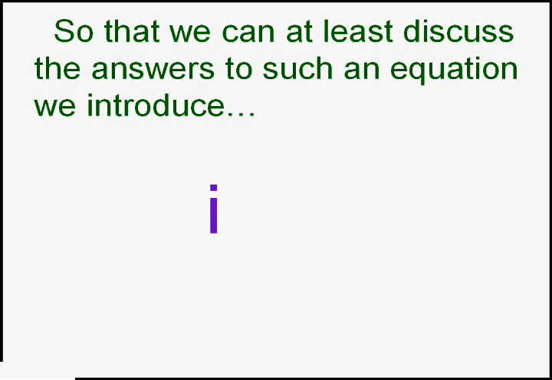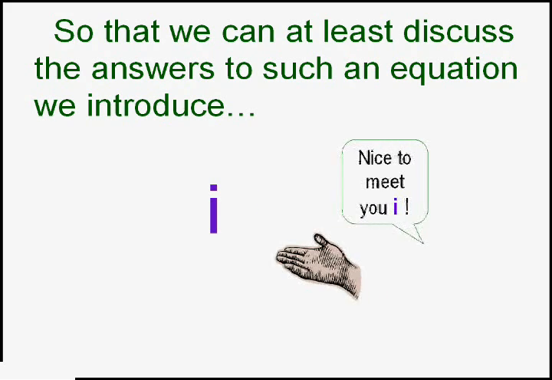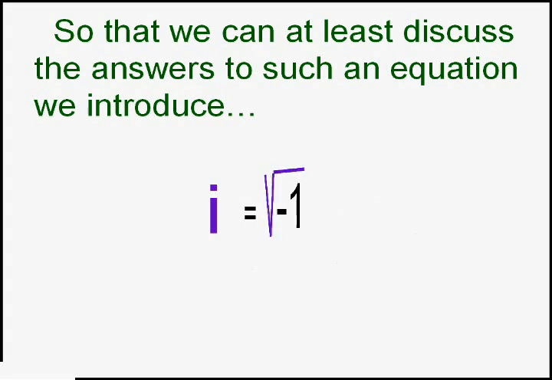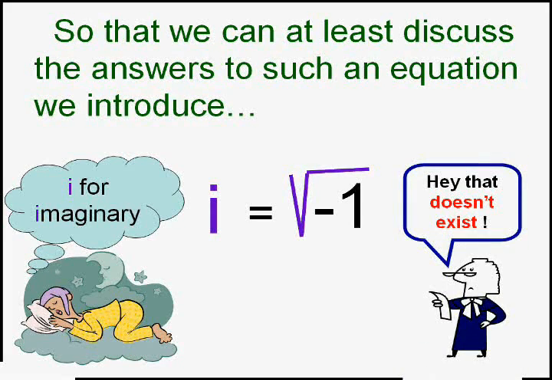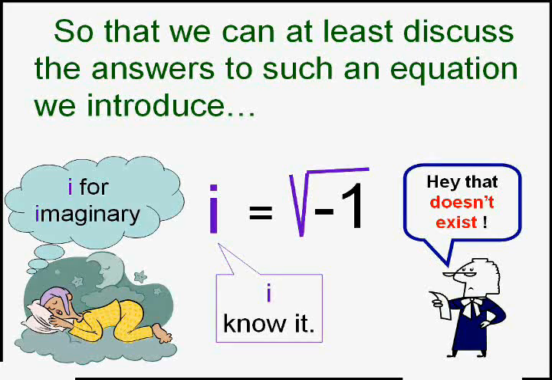We're going to introduce i. Nice to meet you, i. i is the square root of -1. Welcome to Fantasy Island. We call him i because he's imaginary. Of course, we know the square root of a negative number doesn't exist. Illogical. Okay? I know you are, but what am I? Well, i is the square root of -1.